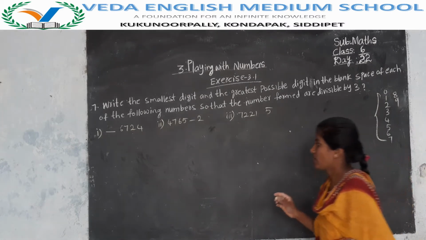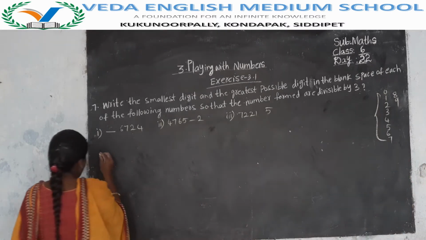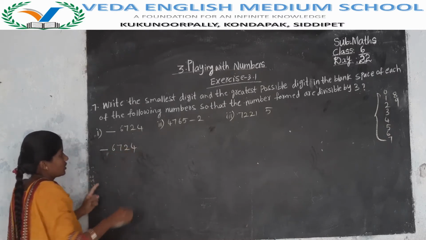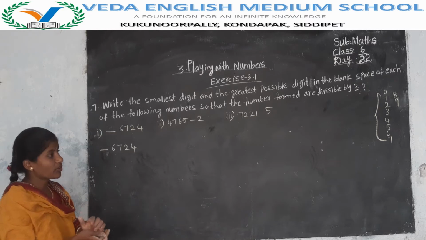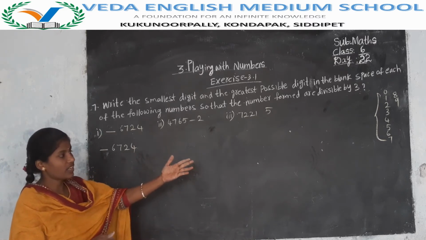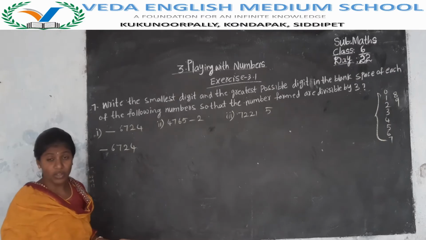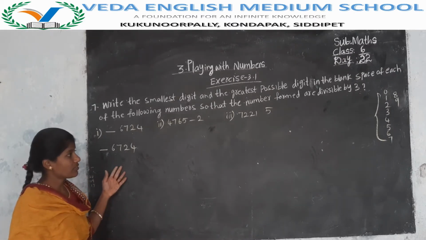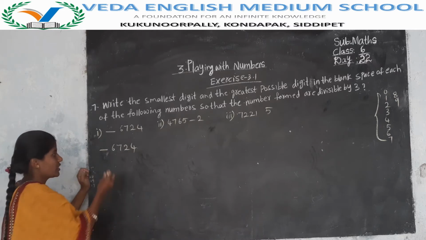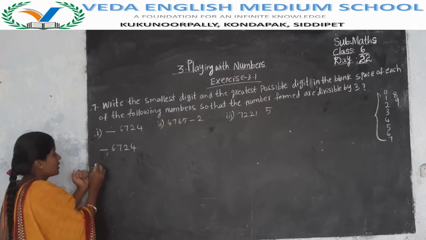First question, they have given 6, 7, 2, 4. In the blank of 6, 7, 2, 4, what do you have to write? You have to write one of 0, 1, 2, 3, 4, 5, 6, 7, 8, 9. Out of all that, which digit do you have to write? After writing, the number should be divisible by 3.